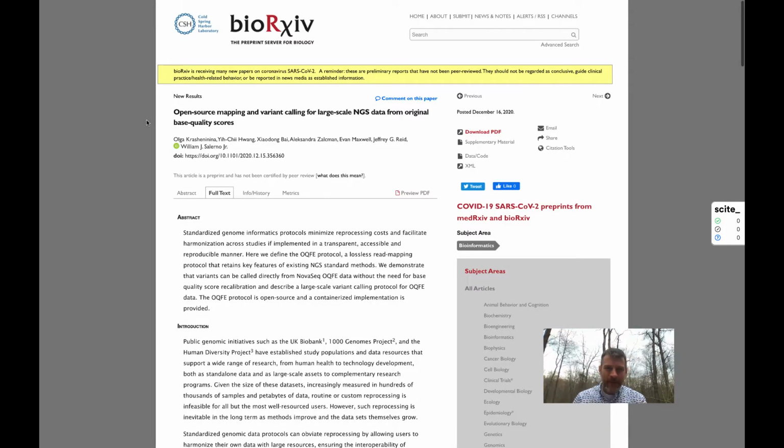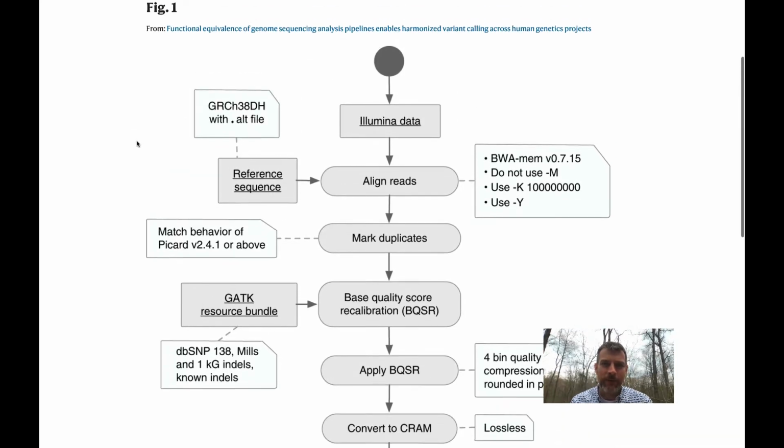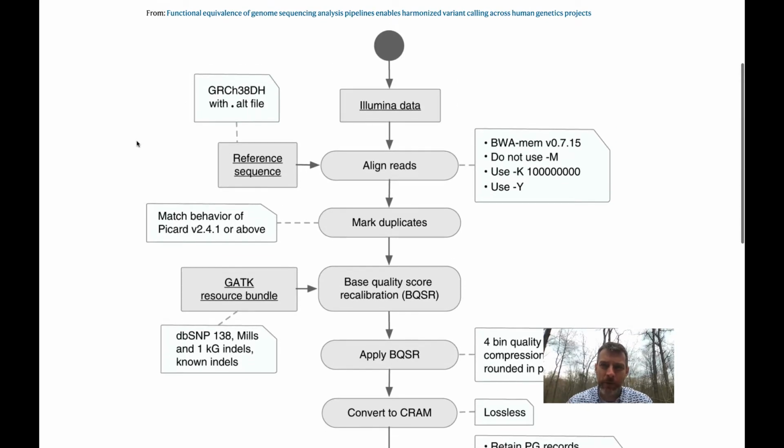OQFE stands for Open Quality Functionally Equivalent, and it is a protocol that implements a few basic steps popular to large-scale human phenotyping and variant calling projects. So this produces what they call harmonized crams, in which you can compare between different projects and you know what you got, and it essentially just locks down these early steps.